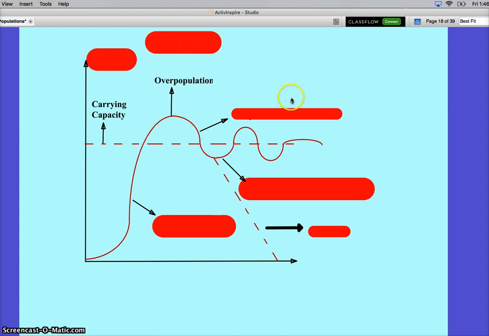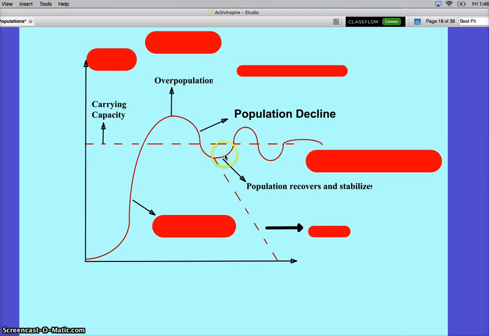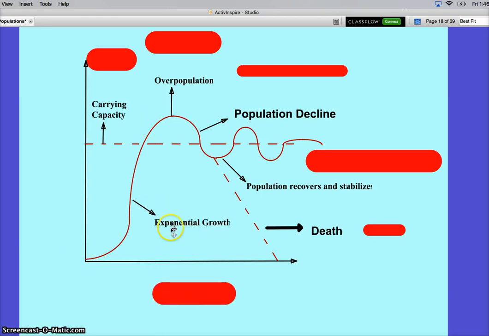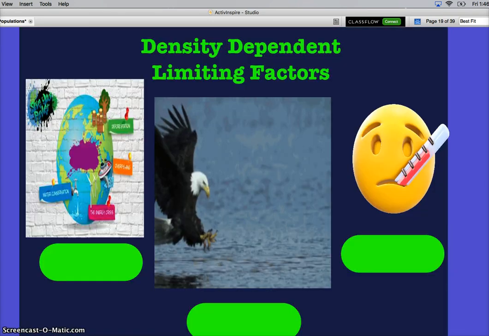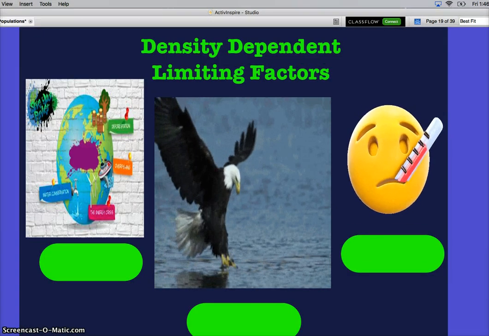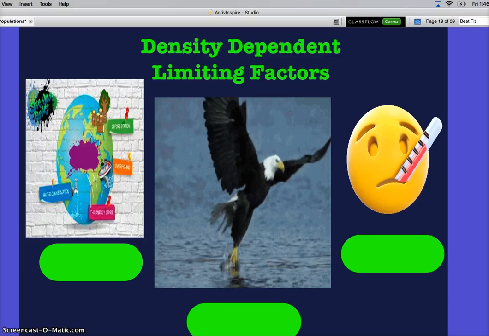So this would be overpopulation. This would be a decline. Right here, you see it coming down. This would be its point where it starts to stabilize because it's underneath the carrying capacity, so it's regrouping, let's say. This dotted line here represents death, and this, because it's J-shaped, is exponential growth, or intrinsic rate, which is exponential growth.